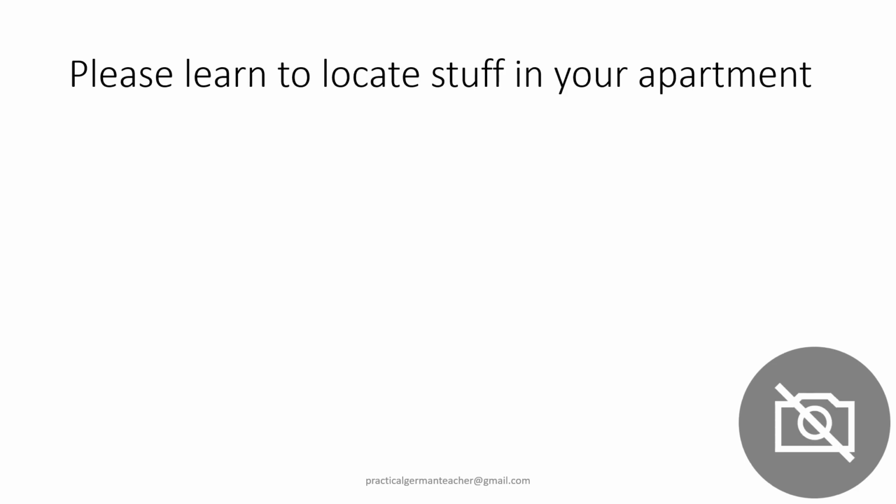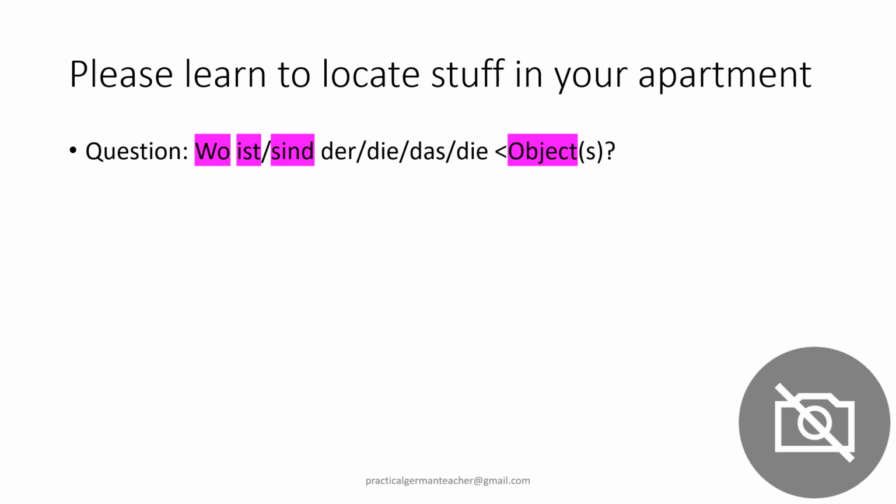You will now learn to use sentences where only dative is needed. Let us say you are looking for something in your apartment or office. How will you frame such a question? One way is to use the following syntax. You use the W word wo. Usually it means where. Then you have the correct conjugated form of the verb sein. Then you have the object that you are looking for.